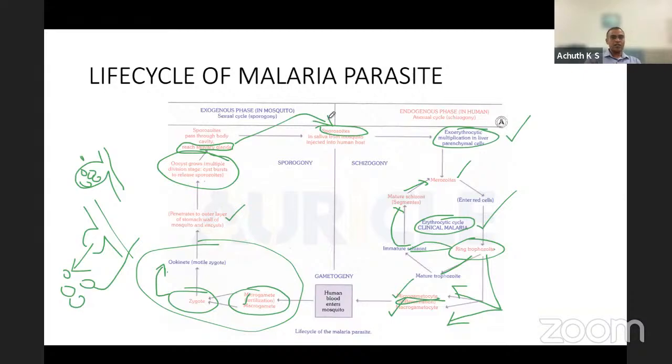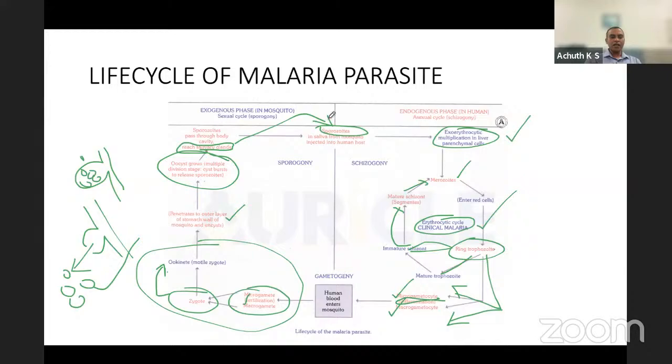There are two phases, that is exogenous phase and endogenous phase. Exogenous phase happens in mosquito, which is a sexual cycle, and endogenous phase happens in humans, which is an asexual cycle. That means there is only growth in the human cycle. There is no fertilization in the human body. We'll start from sporozoites again.